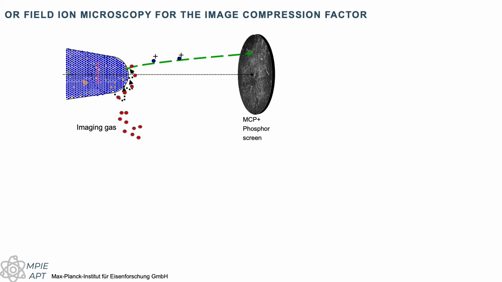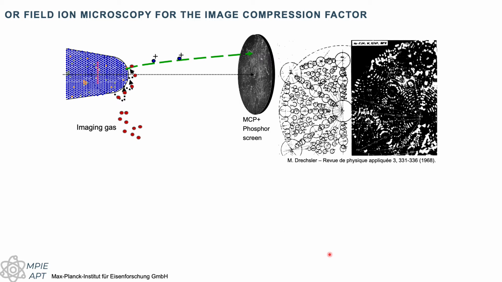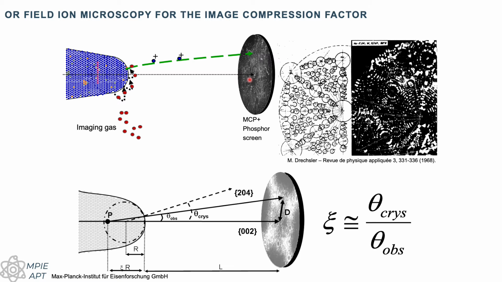For the image compression, we can, for example, use the field ion microscope, which can be done typically in the LEAP 5000 XS. So in that case, we sometimes see poles a bit more clearly, and then we can use whatever is in the literature or knowledge to determine these sets of planes and use the same protocol as I've discussed before with the ratio of the crystallographic angle to the observed angle.